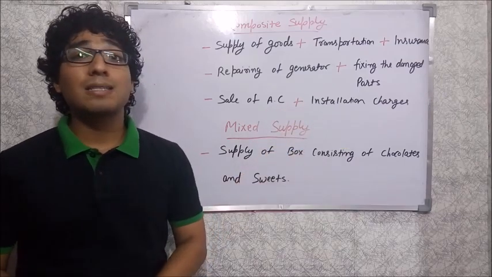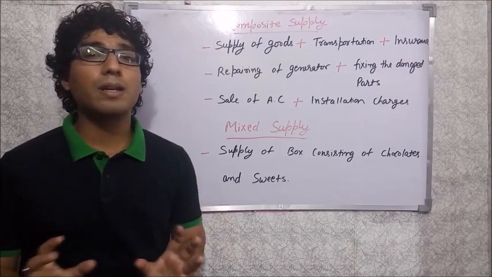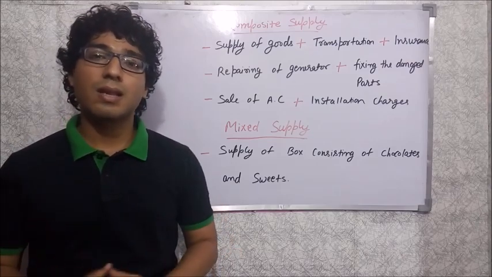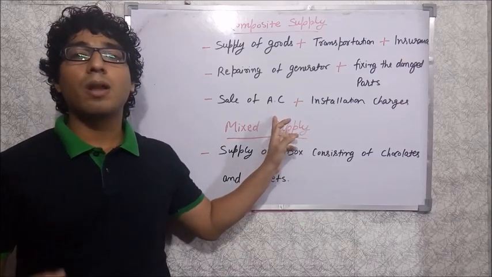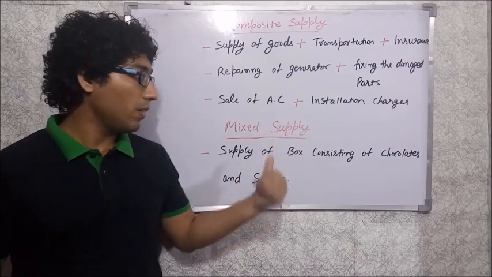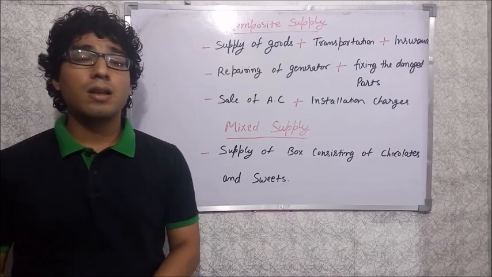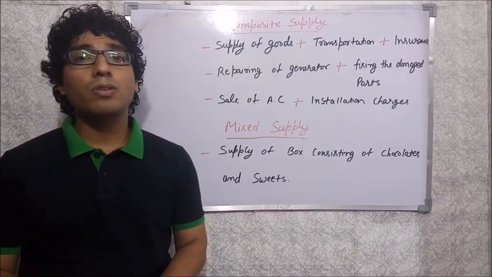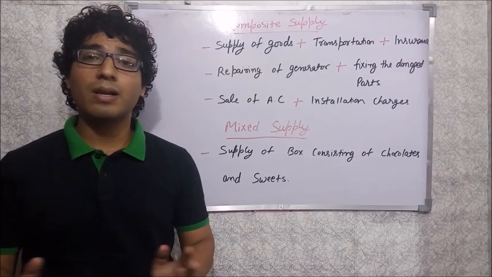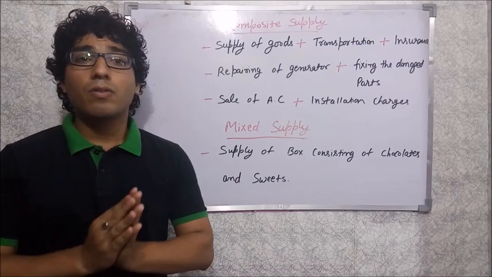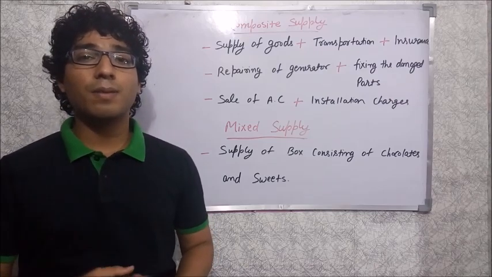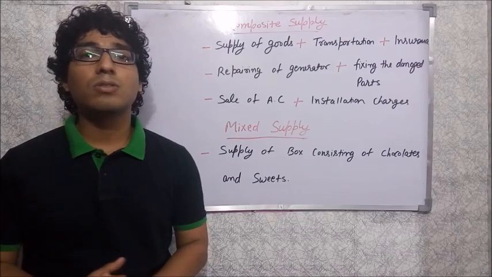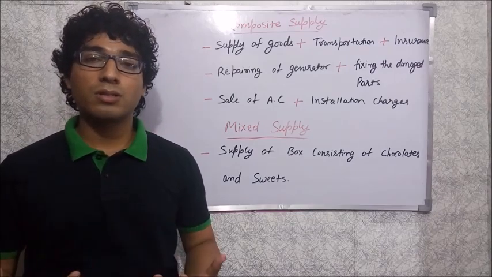But those two supplies are naturally bundled in the ordinary course of business, and the principal supply here is the supply of AC, which will be a supply of goods. And in the case of a mixed supply, we know the definition. A mixed supply is a supply of individual goods or services combined together, where the price is charged for the one item, and that activity does not constitute a composite supply.